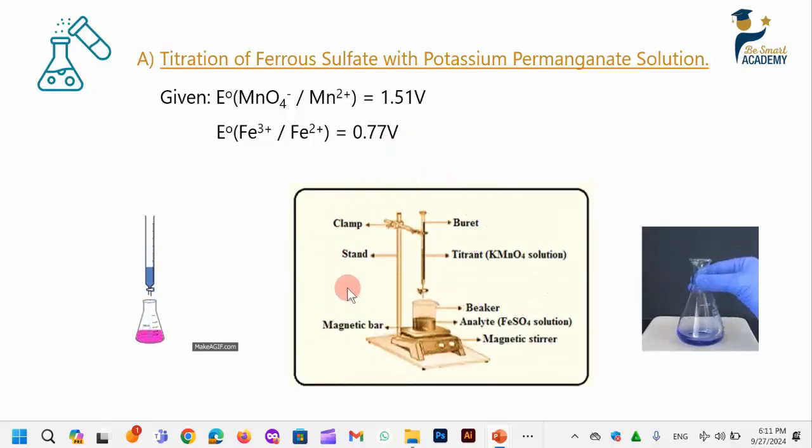This is the setup of titration. We have a stand with a clamp, a magnetic stirrer. We have a beaker. We put in it ferrous sulfate, which in general we call the analyte. We put in the burette KMnO4 solution, which in general we call the titrant. And we put a magnetic bar in the beaker, for stirring.